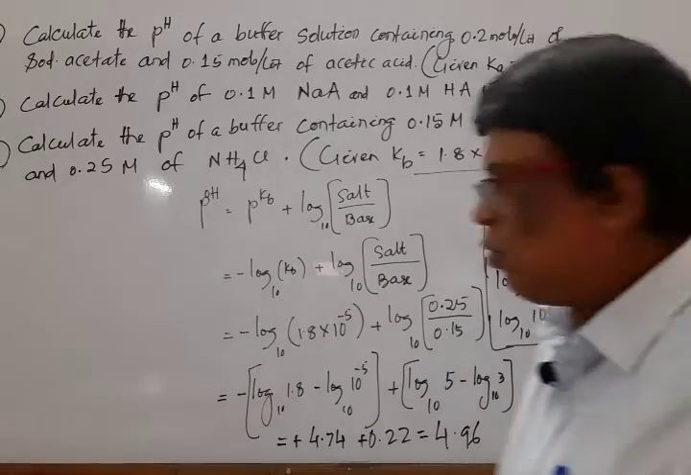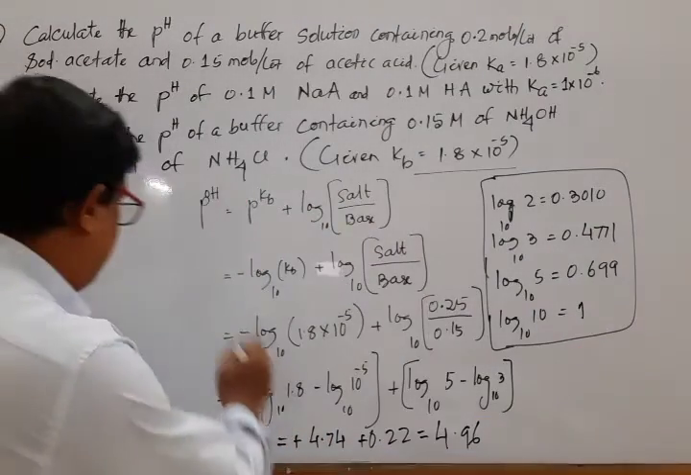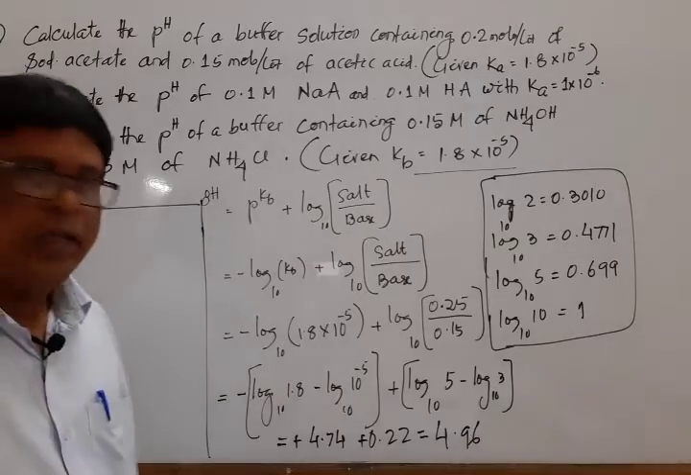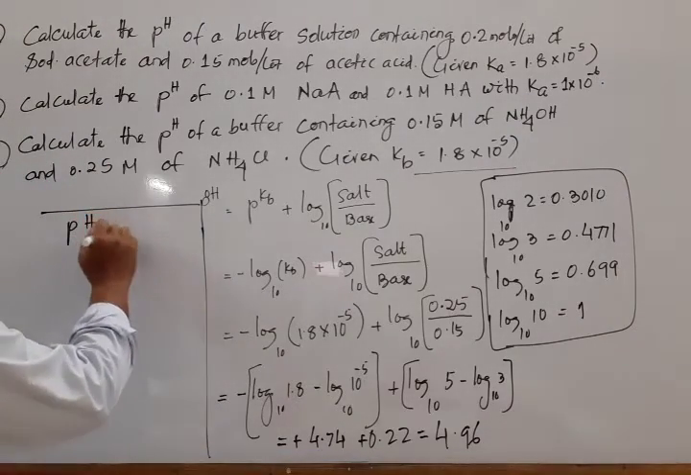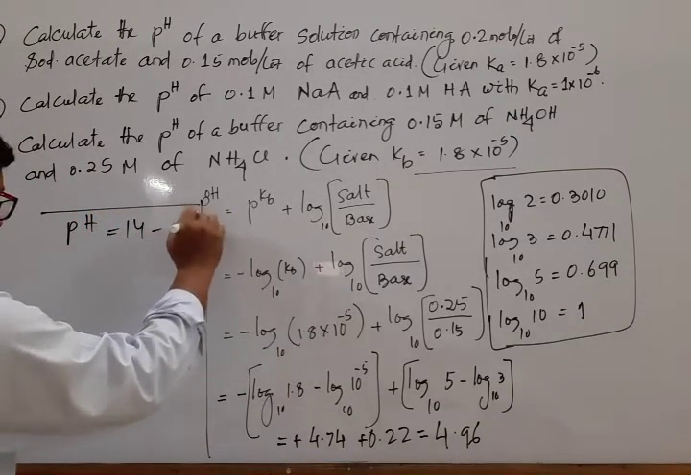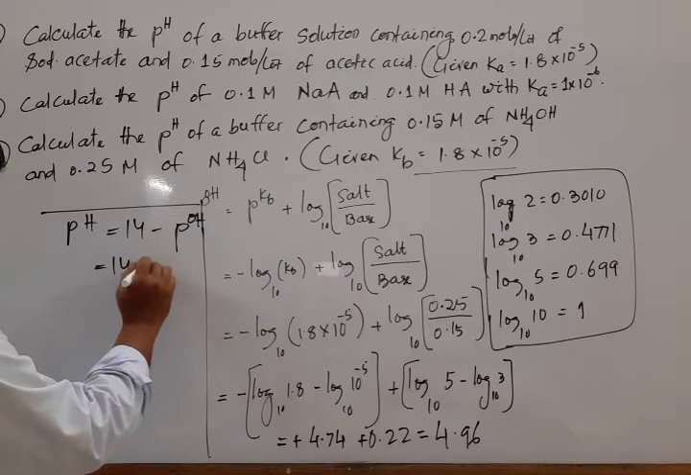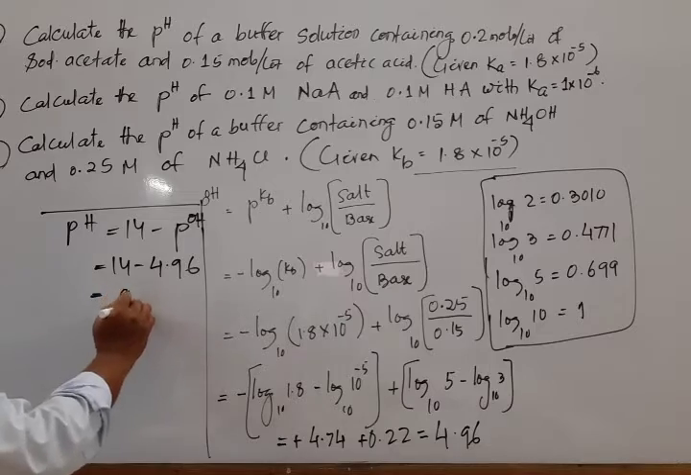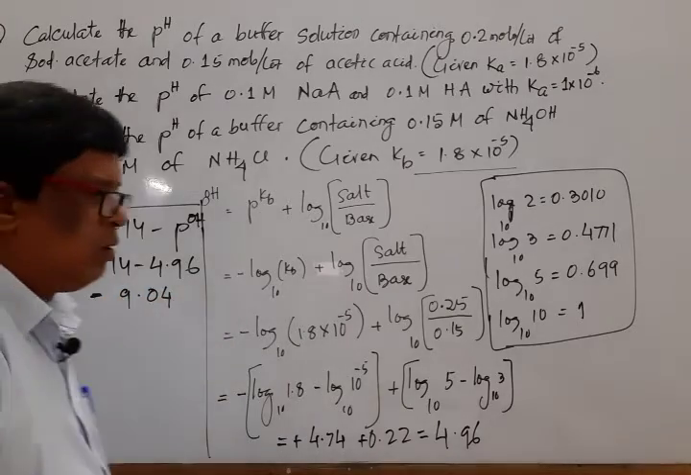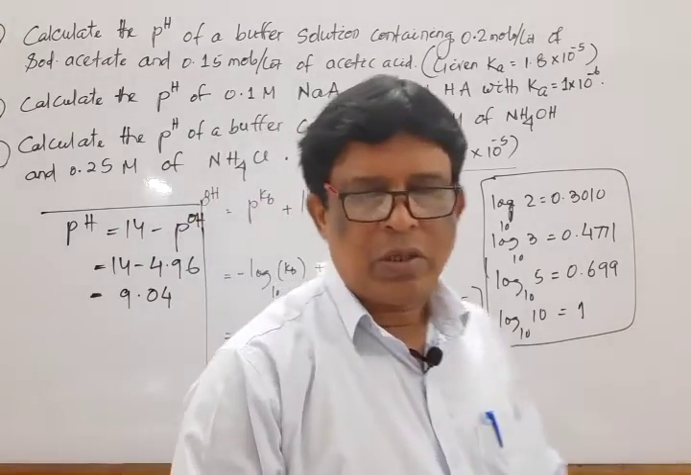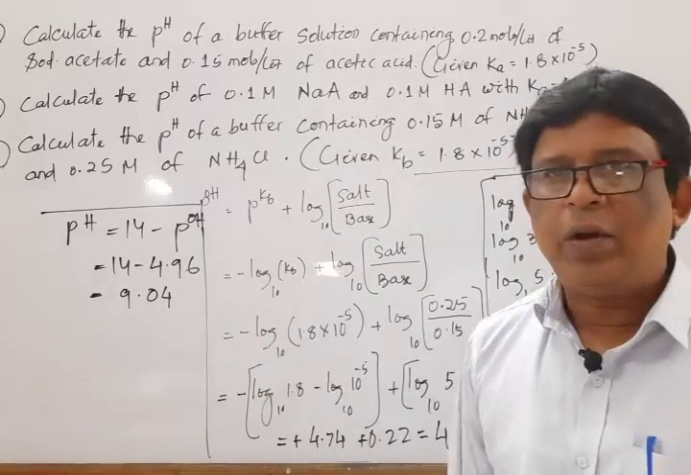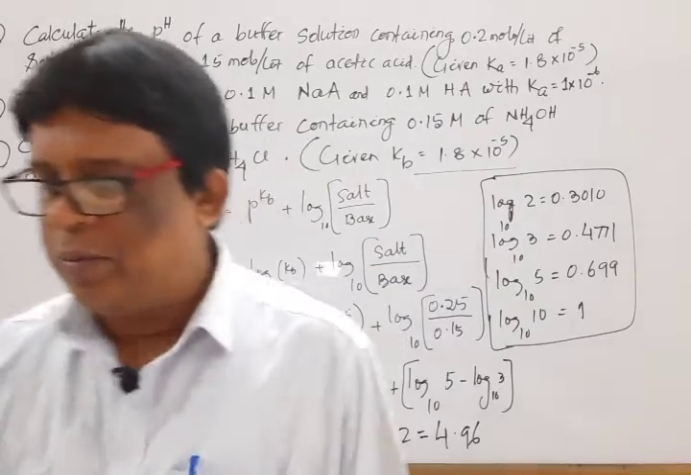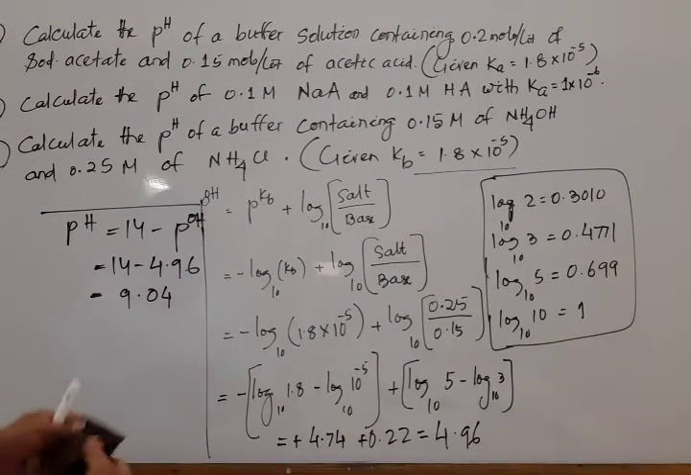Our aim is to calculate pH. We know if the pOH of a solution is given, then pH is equal to 14 minus pOH, which is 14 minus 4.96. This value is equal to 9.04. So the pH of the solution is nearly equal to 9.04. Okay, so move to the next problem. Mark that.